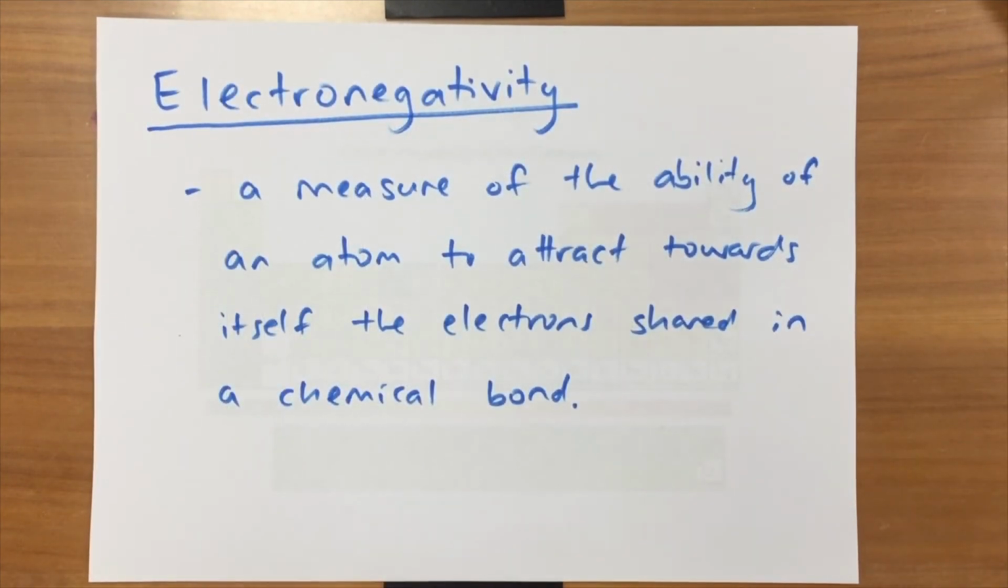Let's take a look at electronegativity. Electronegativity is a measure of the ability of an atom to attract towards itself the electrons shared in a chemical bond. That could be a covalent bond or an ionic bond. So we're looking at the pulling power, essentially, of an atom towards electrons in a bond.